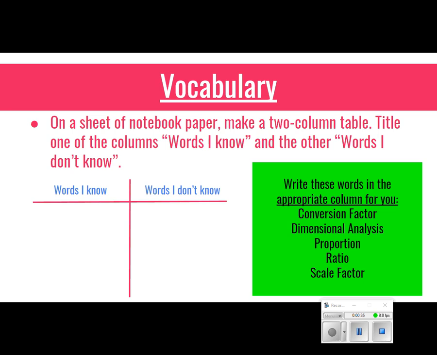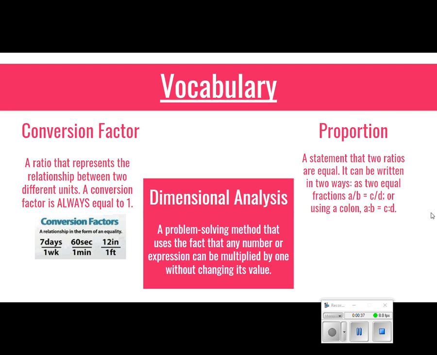All right, so let's look at these. A lot of this goes back to fractions. So we are looking at conversion factors as a ratio that represents the relationship between two different units. The conversion factor is always equal to 1. So we know that there are 7 days in 1 week, or we should, 60 seconds in 1 minute, and 12 inches in 1 foot. And those are just some examples of conversion factors.